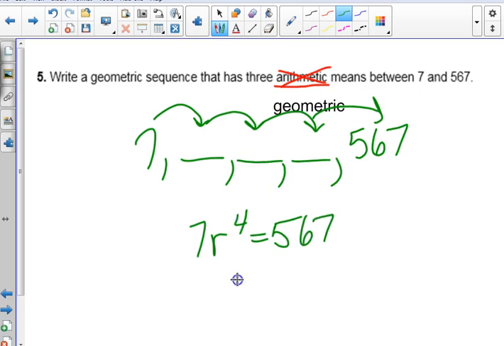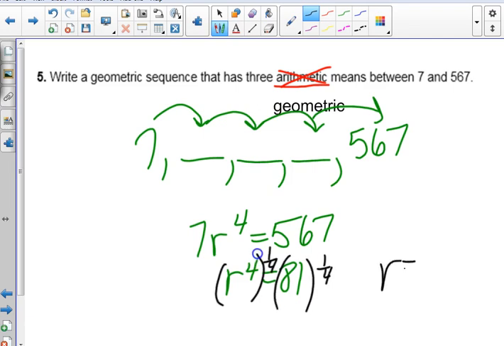Now what? Divide and then do to the 1/4 power. This is an interesting question. Everybody's going to go with 3. Does anybody know what else it could have been? Could it be a -3? A -3 to the 4th power would still be positive 81. Okay. In theory, this could be -3 because you did an even power, so it could be plus or minus.